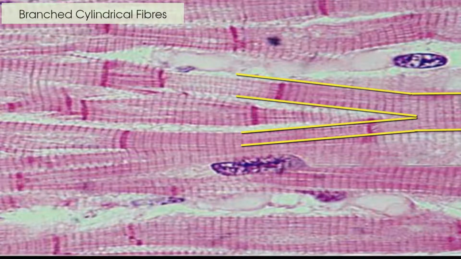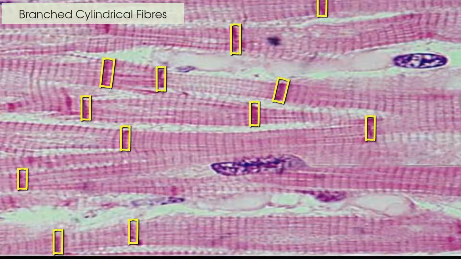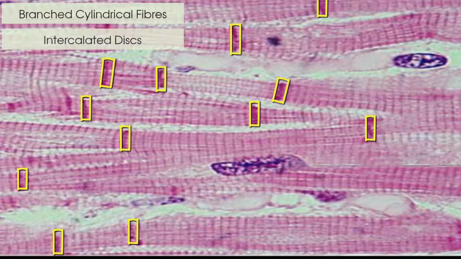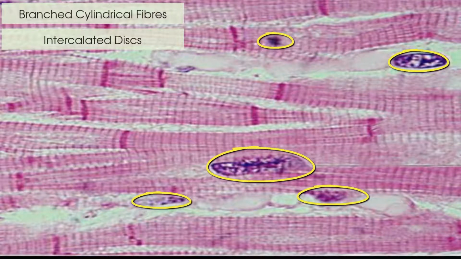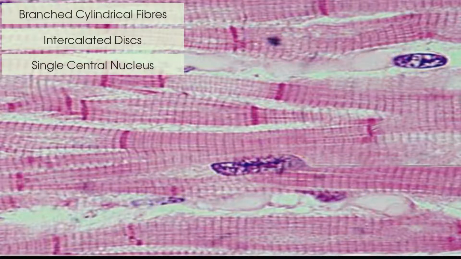The second thing to notice are these structures, and these are called intercalated discs. You'll only find these in cardiac muscle, and they are incredibly important for allowing cardiac muscle to contract correctly, and we'll discuss more about these in the cardiac muscle tutorial. The next thing to notice are the nuclei. In cardiac muscle, the fibres have a single centrally located nucleus, which usually has quite an irregular shape, as you can see here.